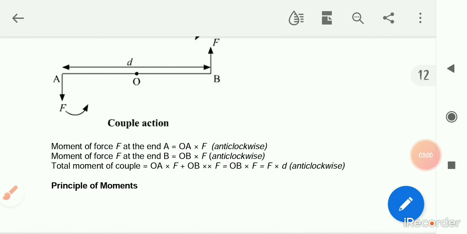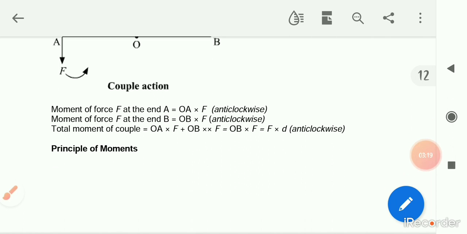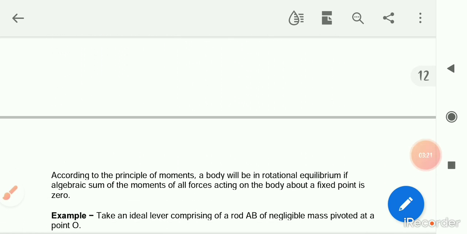Okay, gravitational force centimeter. Example, you know this one: a couple produces only rotational motion and is balanced by an equal and opposite couple. Opening or closing a water tap, winding a clock with its key, opening and closing a bottle cap, steering the wheel of a motor car, turning of a screwdriver. These are some examples.